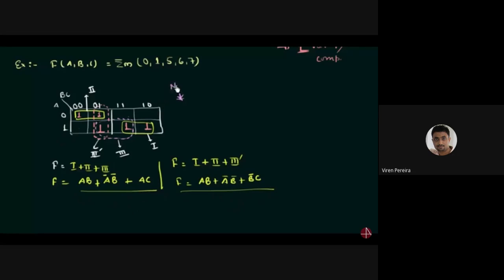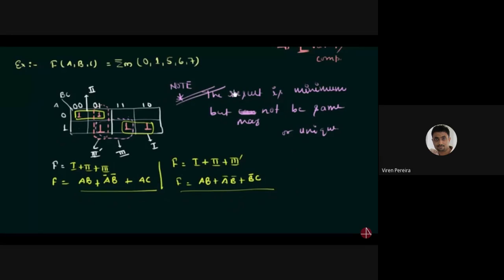So I can write one conclusion in the K map. You can write it as a note that the result is minimum, but may not be the same, or you can say unique. This is one important point that you should keep in mind, that I have just shown by solving this particular function.